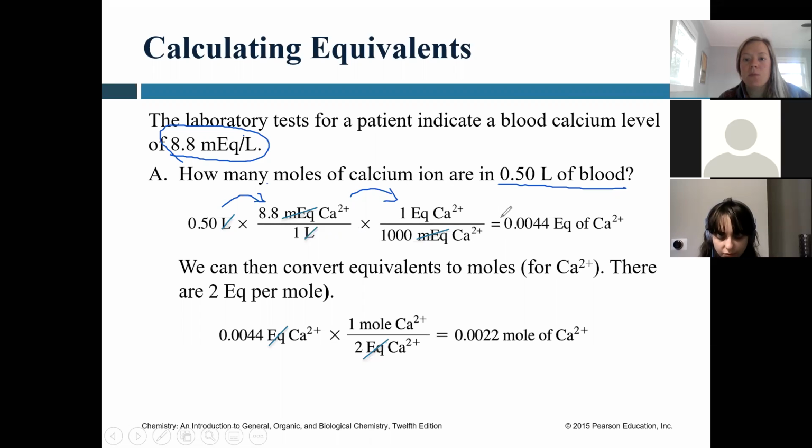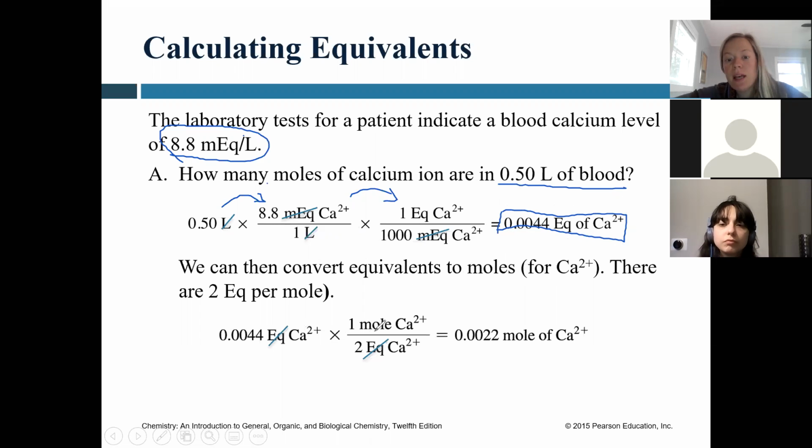So at the end of this, we've found that if we have 0.5 liters of blood, I will get 0.0044 equivalents of this calcium 2+. But it says it wants it in moles. We want to figure out how many moles of calcium there are.